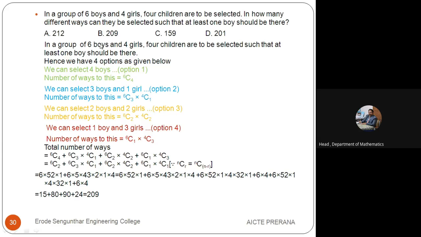Okay, understand? Here we have to select 4 children. The given condition is that in that group at least one boy is already there. At least one boy means minimum one boy, maximum 4 boys. Therefore, the first option is we can select 4 boys from 6 boys, that is 6C4. Second option is 3 boys and 1 girl. Third one is 2 boys and 2 girls. Fourth one is 1 boy and 3 girls. Therefore, we add all these 4, we get the answer is 209.